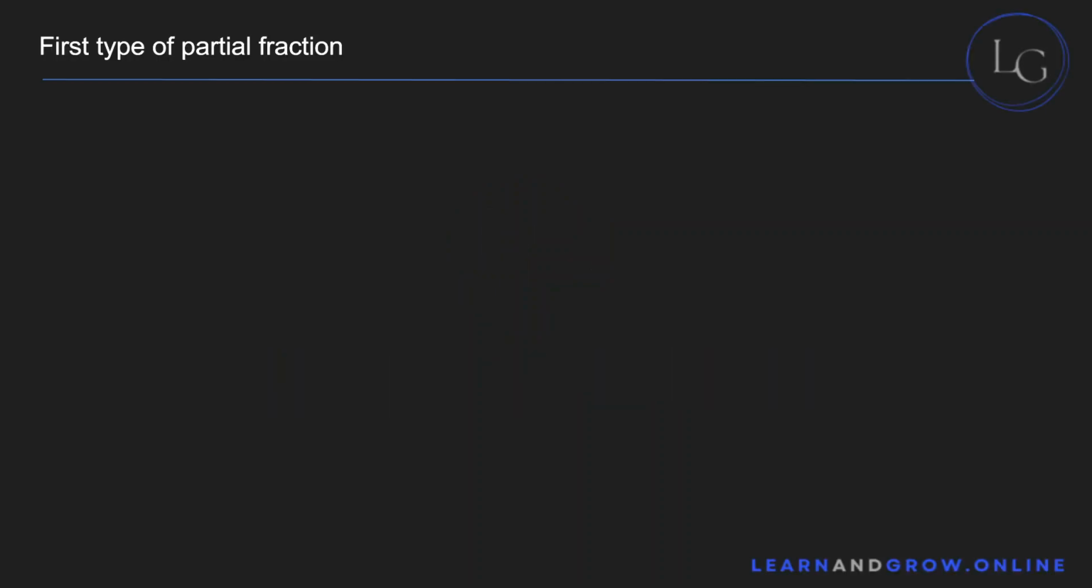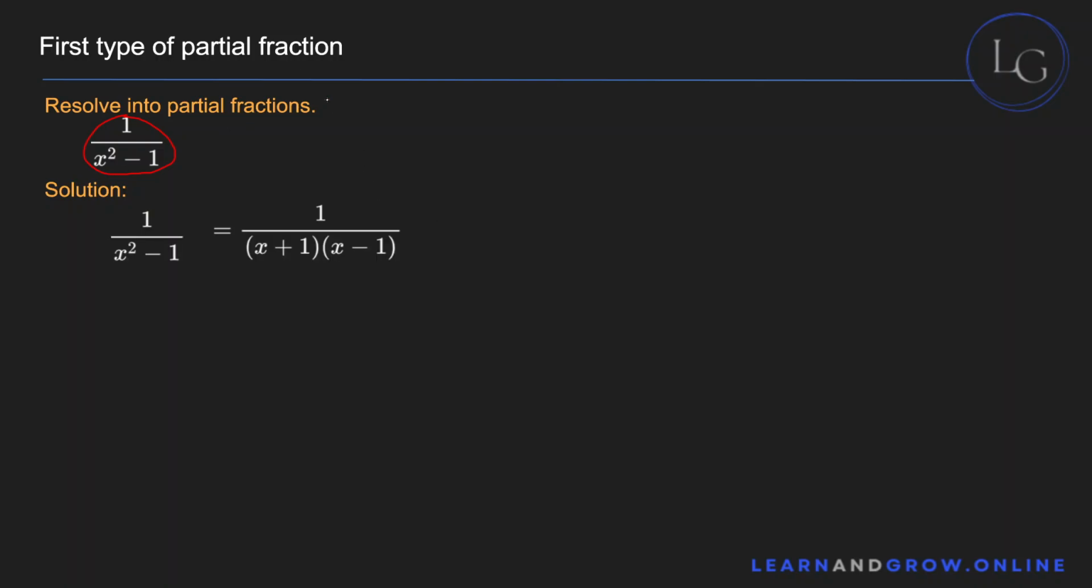So let's discuss the first type of partial fraction. So we have been given this fraction and we need to resolve it into its partial fractions. This is the first type, and basically what you'll do is, you remember that we have this algebraic identity: x square minus y square is equal to x plus y into x minus y. We'll apply the same logic over here in the denominator.